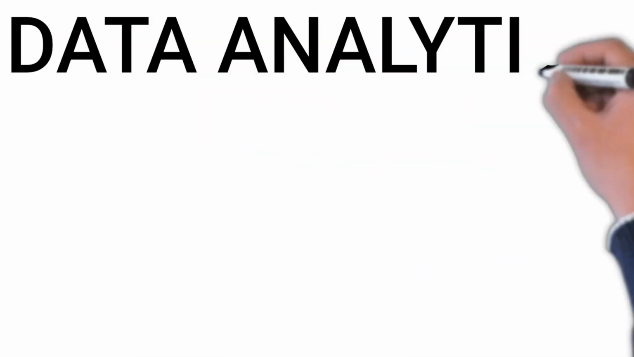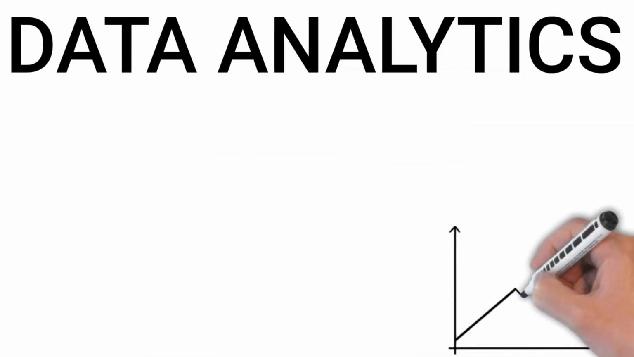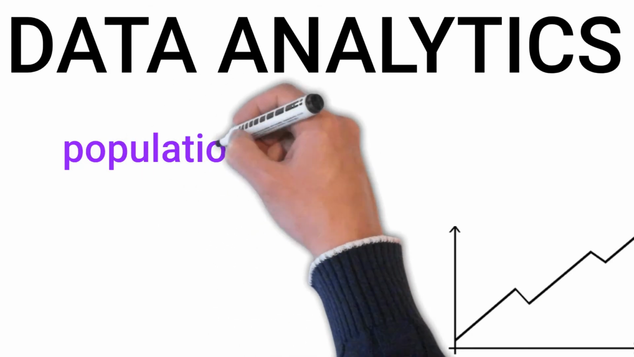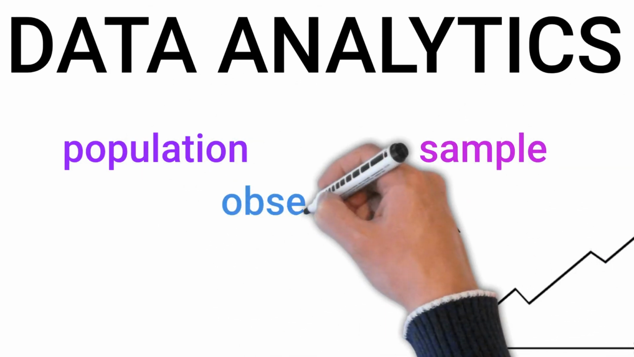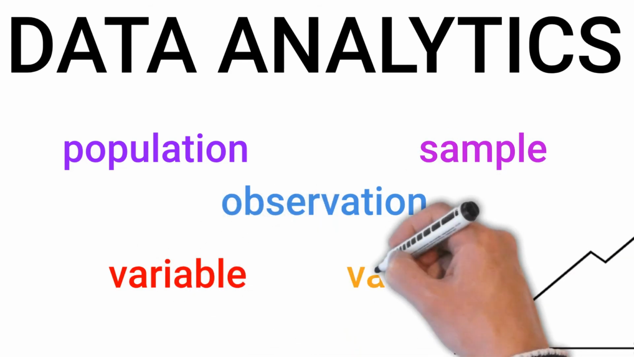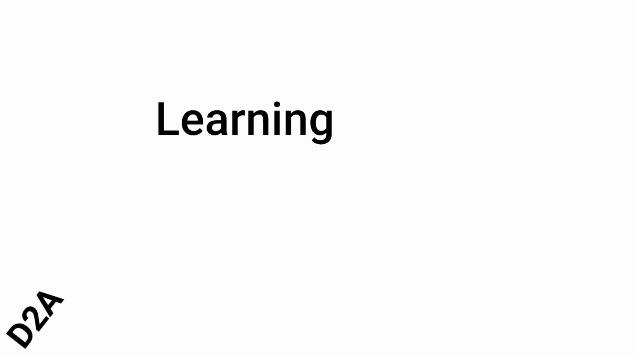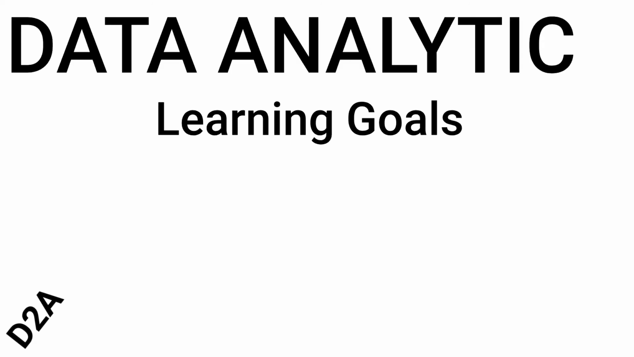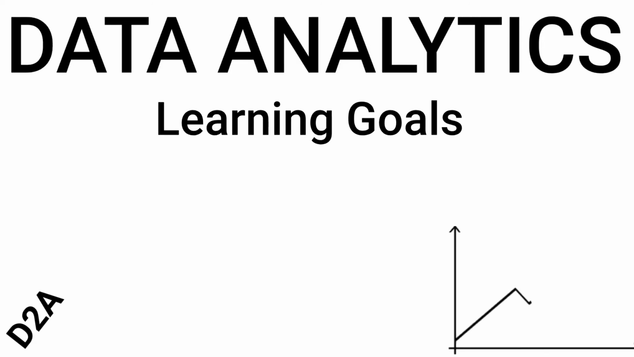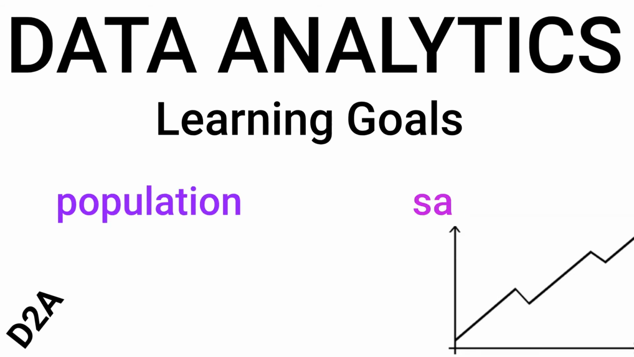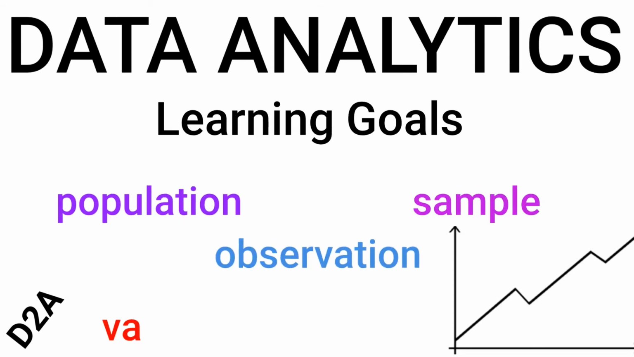In this video, we take a closer look at the basic terminology of data analysis. Today we cover the terms population, sample, observation, variable, and value. The learning goal of this tutorial is to understand some of the most important terms when it comes to data analytics. After having watched this video, you are able to explain the terms population, sample, observation, variable, and value.